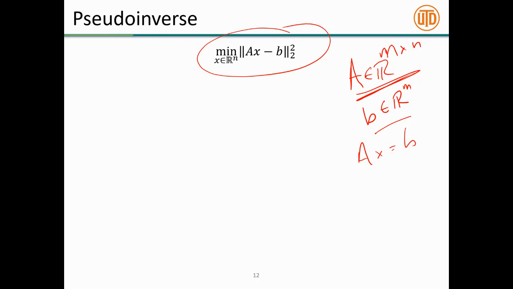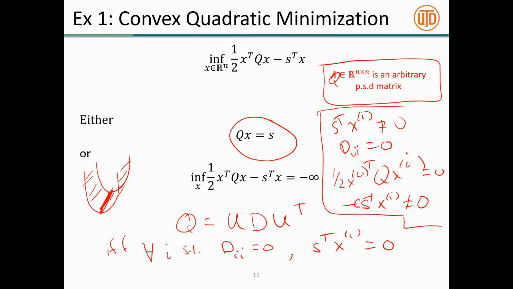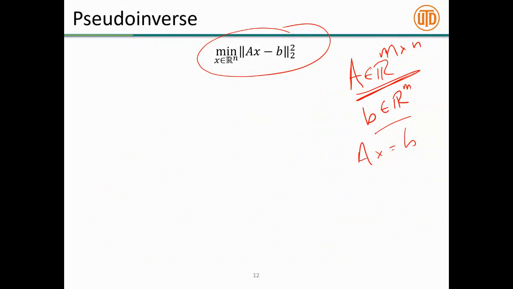It's convex, and it's bounded from below, because the norm is always greater than or equal to 0. It's the square root of the sum of the squared entries of this vector, so it's always non-negative. So we know, for example, that we can't be in case 2, where the solution would be negative infinity, because this thing is bounded from below.